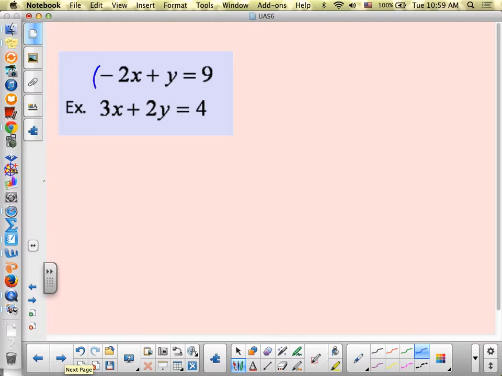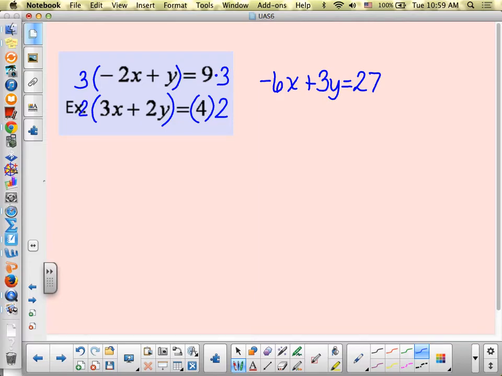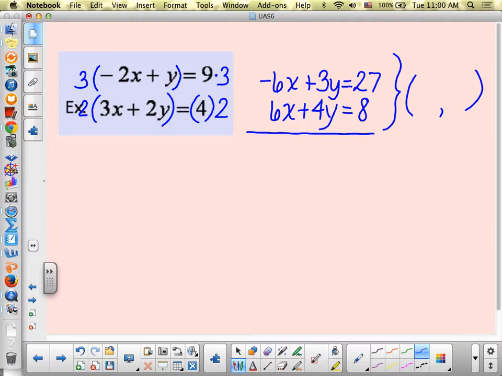Either one will work here, but in the top equation, I see that if I multiply everything through by 3, I will have a new system that will be negative 6x plus 3y is 27. I'm aiming to get rid of my x's when I combine this time. I'm going to take the bottom equation, multiply everything by 2, multiplication on both sides. So 6x plus 4y is 8. Now my new system is going to have the same solution as my old system. However, combining them right away will allow a variable to drop out, 0 x's. So I have 7y is 35.